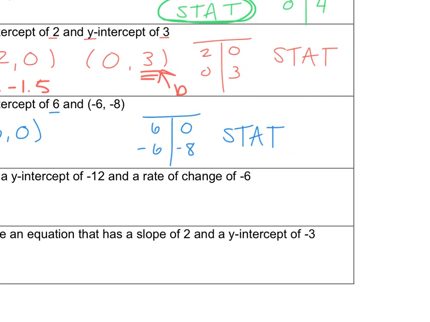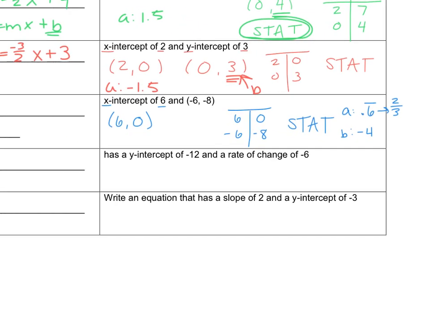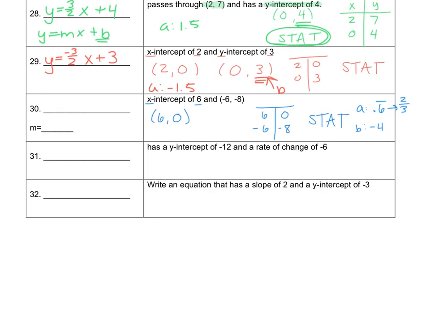And with stat, you get that a value as 0.6 repeating, which we're going to turn into a fraction using math enter to get 2/3. Then we get a b value of negative 4. That's going to help us with writing that equation. So I've got a slope of 2/3. My equation is going to be y equals 2/3 x minus 4.